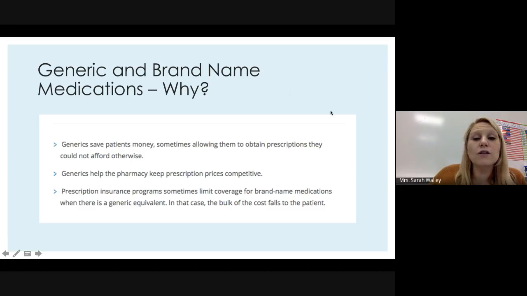Generics are equivalent in potency and bioavailability. They are completely the same as a brand name, and they have to prove that to be on the market.